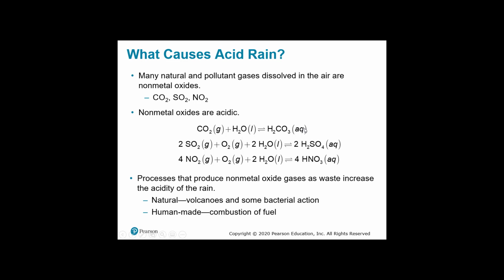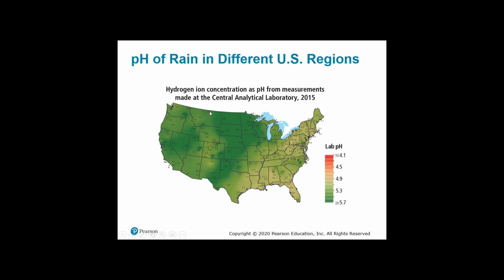Why is this a big deal? Because these acids combine with water and form acid rain. That's a big problem. So if we look here, we can see this is a hydrogen ion concentration, pH. So you can see that this is a very big problem.